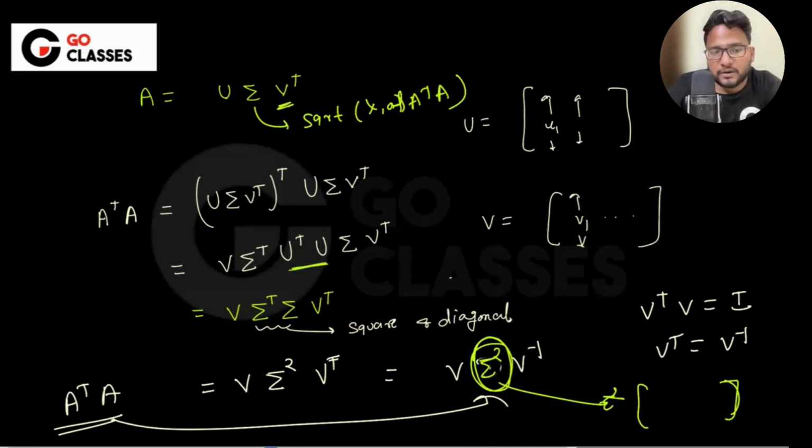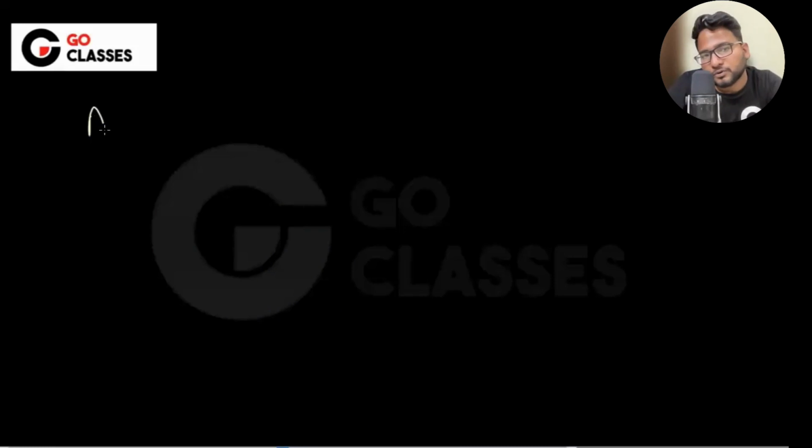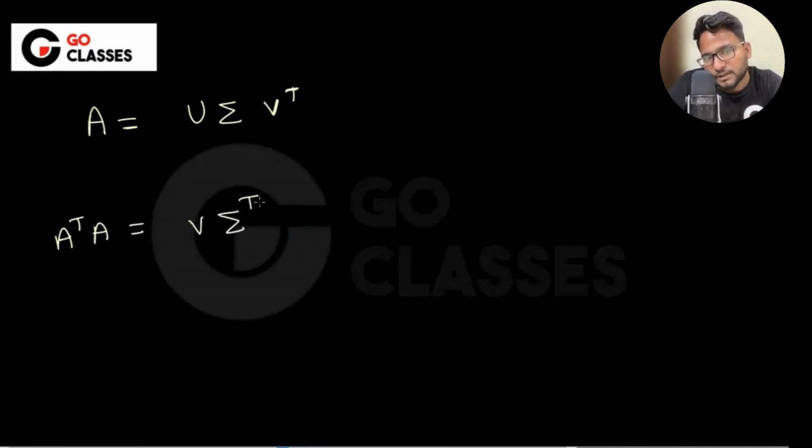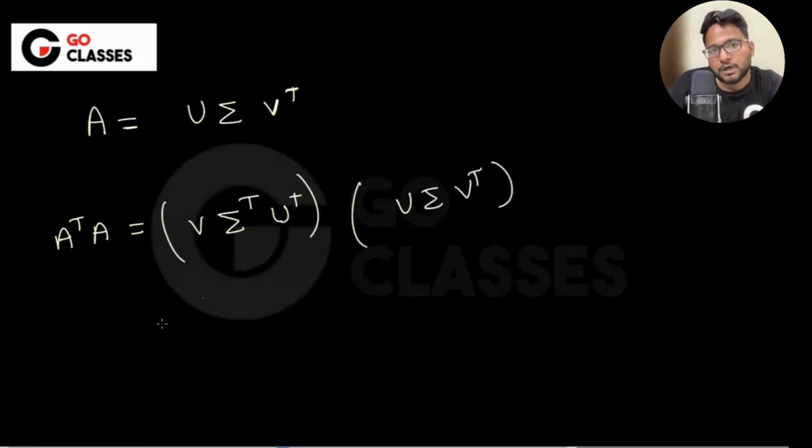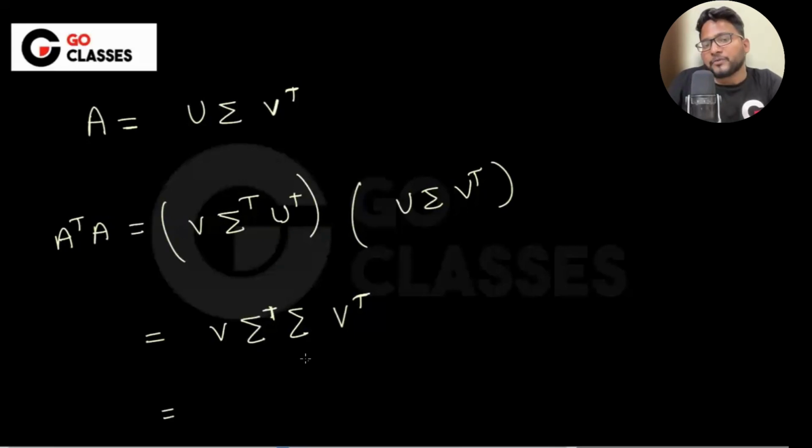So basically, let me just revise what I'm trying to say. Let's suppose from this A, we have U sigma V transpose. Then we found out A transpose A is coming out to be V sigma transpose U transpose into U sigma V transpose, which is nothing but V sigma transpose sigma, and then this is identity, this is V transpose, right? So this is basically a diagonal matrix such that in the diagonal you have some square entries, right?